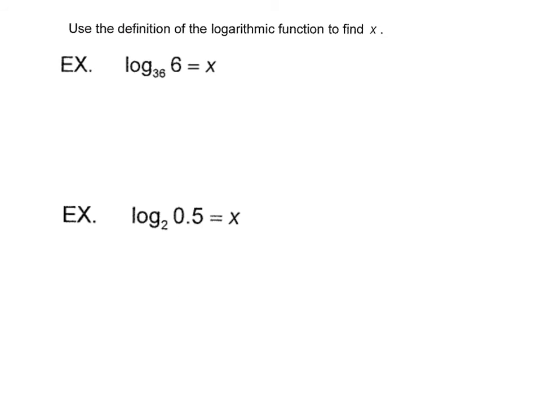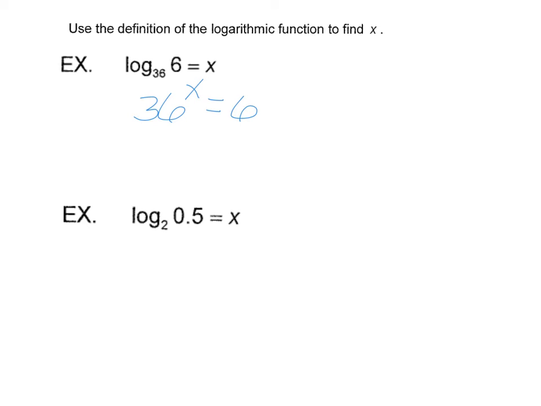Now we want to use the definition of logarithms to find x. By that they mean they want us to first rewrite it in exponential form. Little base grows up, becomes a big base. The x and the 6 change sides. And we know that 6 is the square root of 36. It would be easy to get in a hurry and say x equals 2, but that's backwards. 36 squared is not 6. The square root of 36 is 6.